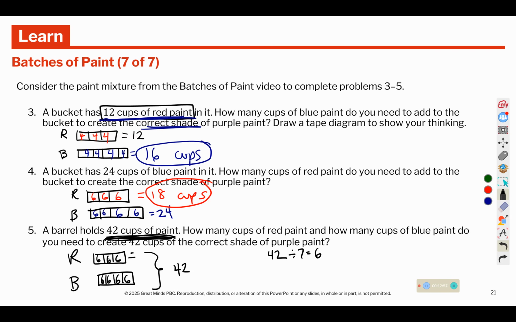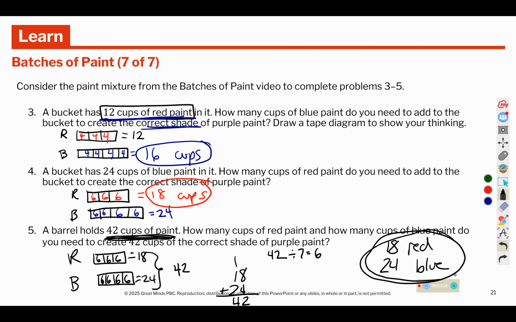So that's 6, 12, 18, and 6, 12, 18, 24. So 18 for red, 24 for blue. And if we check, is 18 plus 24 42 total cups of paint? Well, 8 plus 4 is 12, 2 plus 1 is 4. So yes, this is the correct combination.